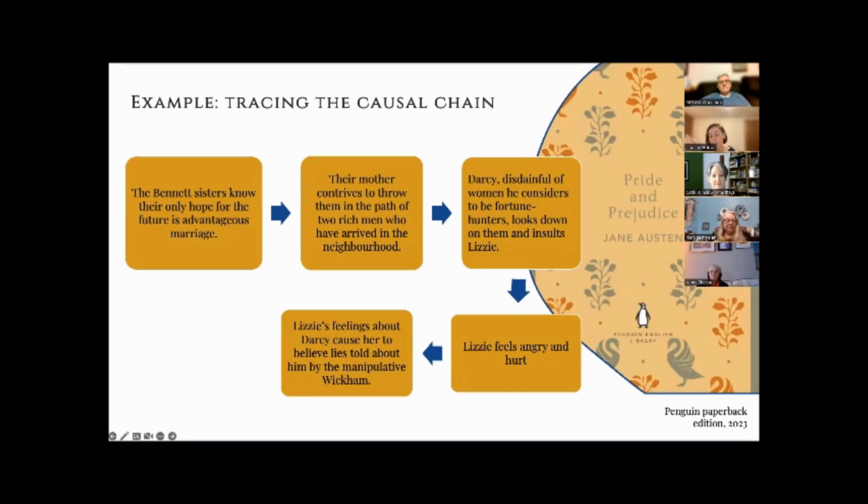So of course, that's only the very, very beginning of Pride and Prejudice. We'd be here all night if I traced the causal chain through the whole book, but you can get a sense of how it works.